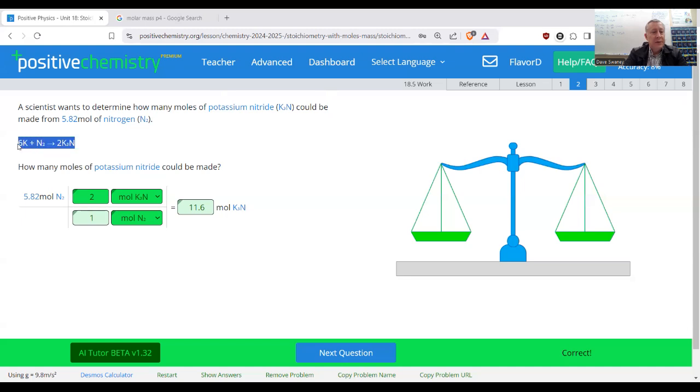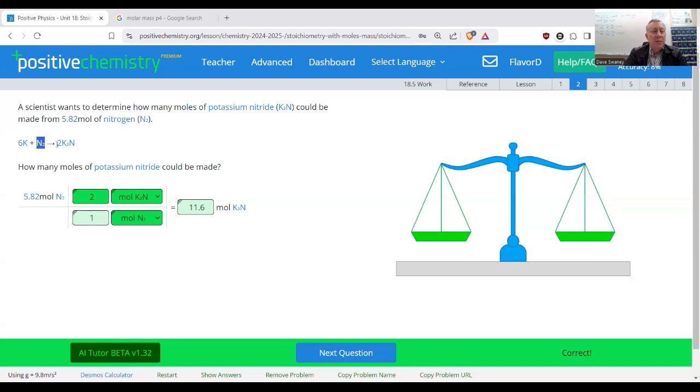Here we have a reaction, and the ratio says that if you have 6 of these and 1 of those, you can make 2 of that. So if you had 6 of these, you can make 2 of that. If you had 12 of these, you can make 4 of that. If you had 600 of these, you can make 200 of that. It's just a ratio. In this case, they want to talk about the N2 and the K3N.